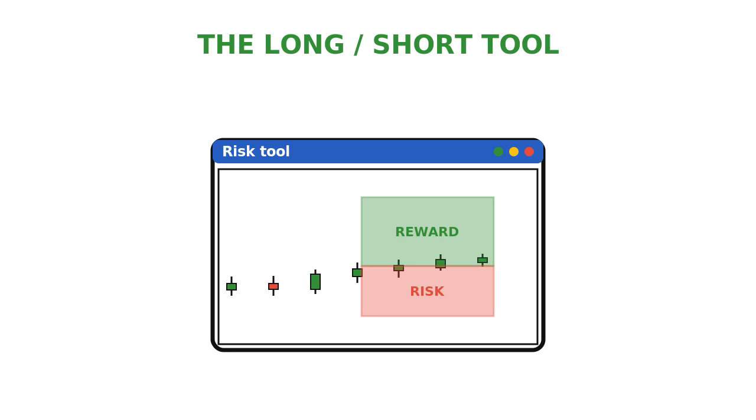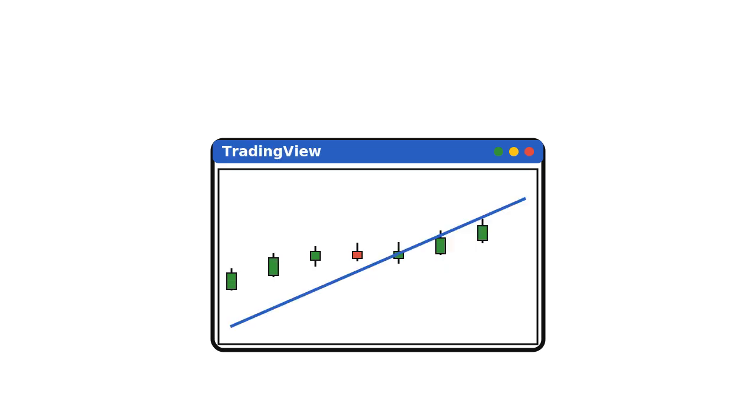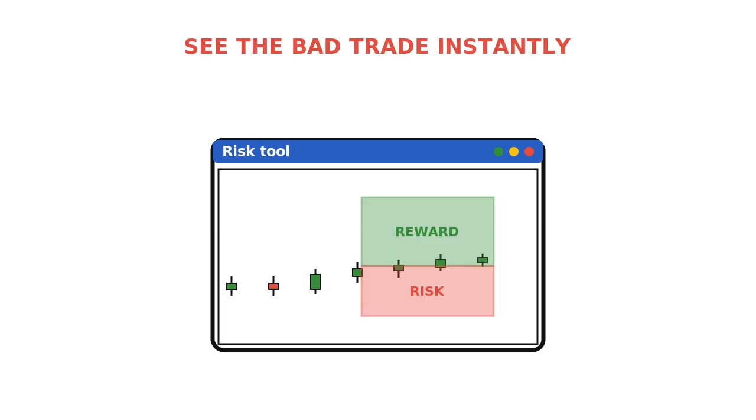You click your entry, drag to your stop loss, and drag to your target, and it instantly draws the whole trade as a shaded box, showing your risk in red, your reward in green, and the exact risk-to-reward ratio as a number. Everything we said about position sizing and stops in the previous episode, this tool makes visual and obvious before you ever commit a dollar. If the green reward zone is not clearly bigger than the red risk zone, you can see the bad trade at a glance and simply pass.